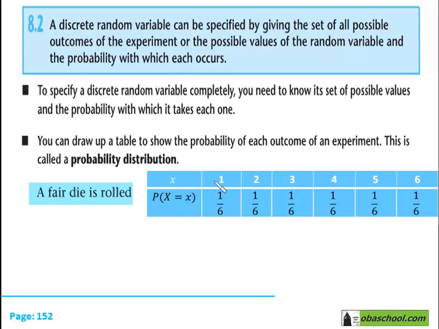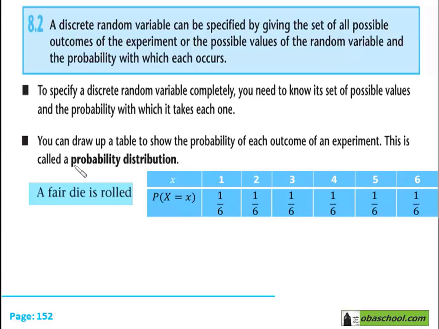Notice that in the first row we have a small x and it represents the values of the random variable. In the second row we have the corresponding probability. This is known as the probability distribution.